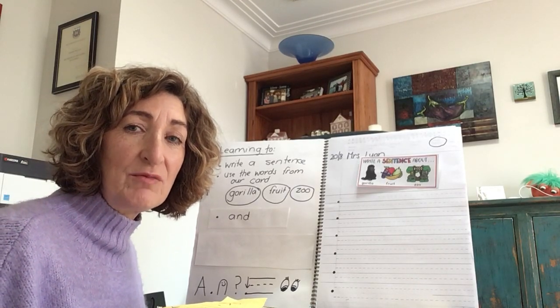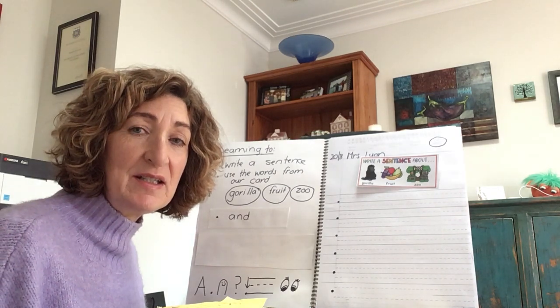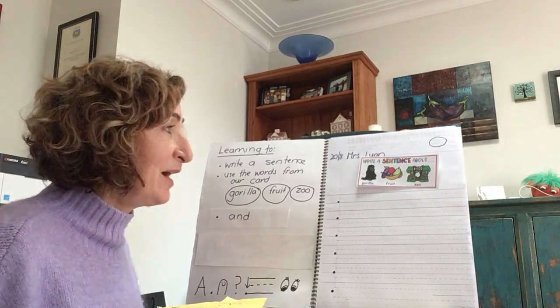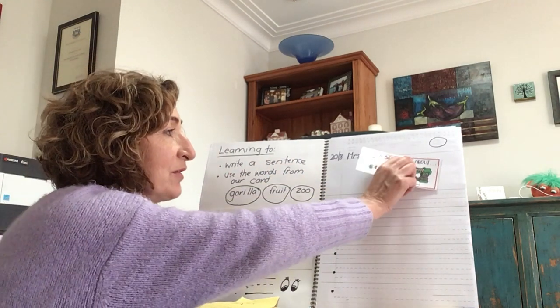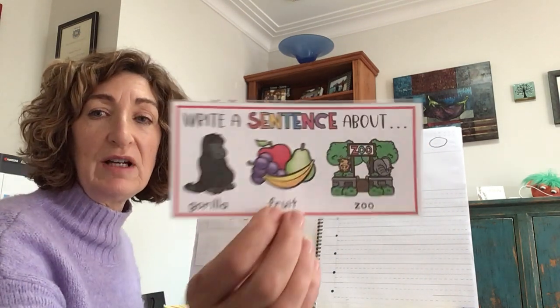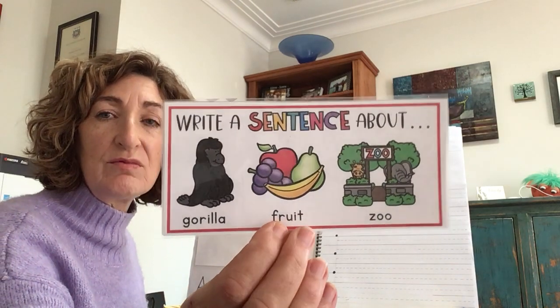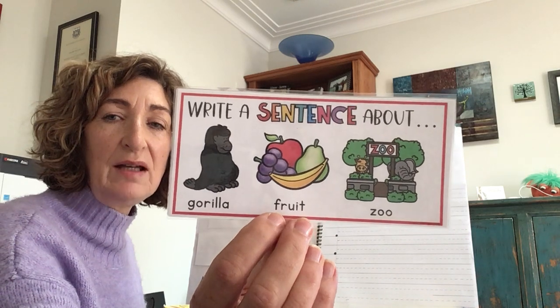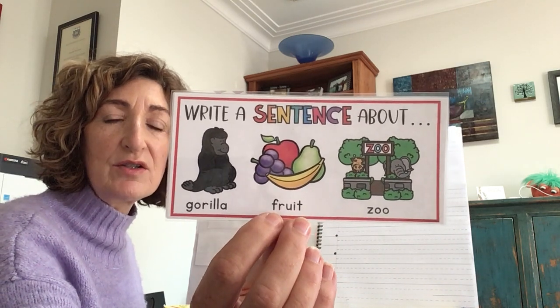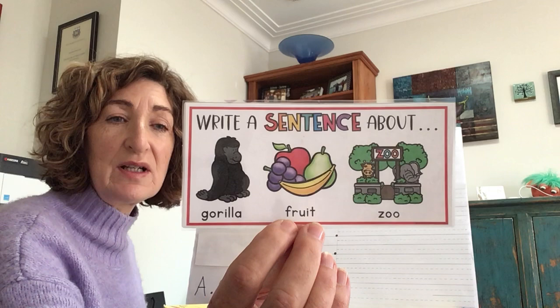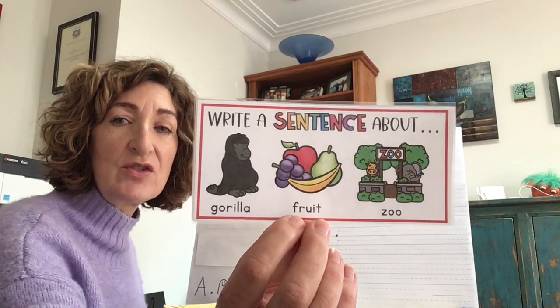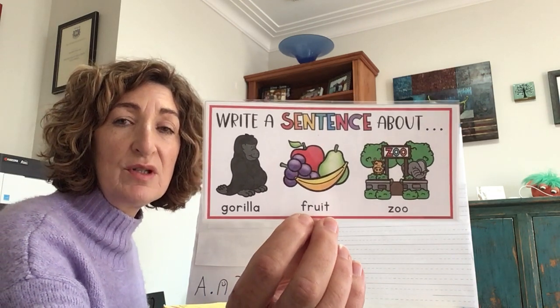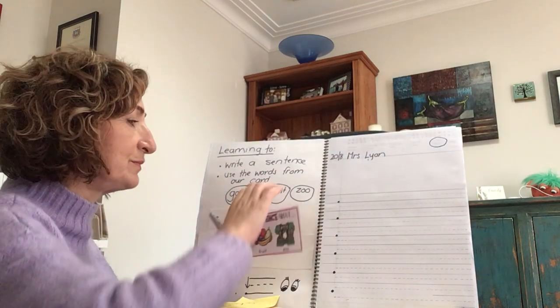Today we're going to be doing some writing using an independent activity card that the children in room 2 are very good at using. I think you can see it up here in my book. I'll bring it close so you can have a really good look. It says write a sentence about, and underneath there are 3 pictures: the gorilla, some fruit and the zoo. That's the challenge for us today. In our sentence we need to try and include these 3 words in our story.